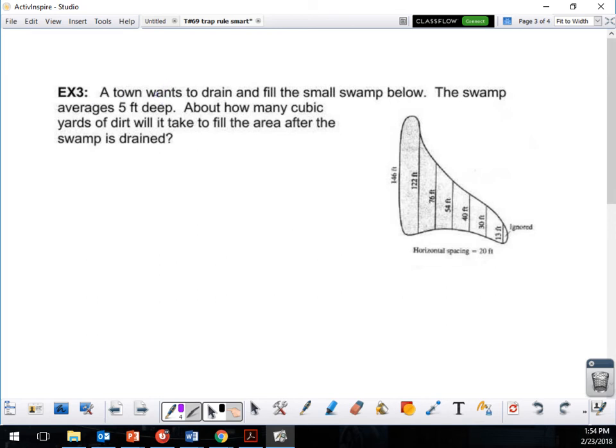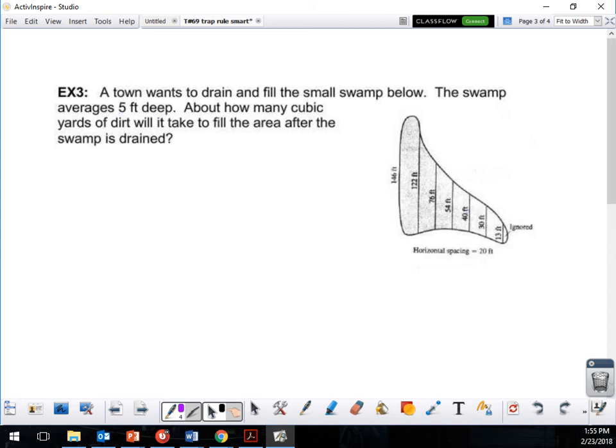A town wants to drain and fill a small swamp. The swamp averages 5 feet deep. How many cubic yards of dirt does it take to fill the area? If you notice, we're looking at a cross section of this. If we're talking about volume, you find the area of this, and it averages 5 feet deep, so the volume will be the area times the depth, area times 5.